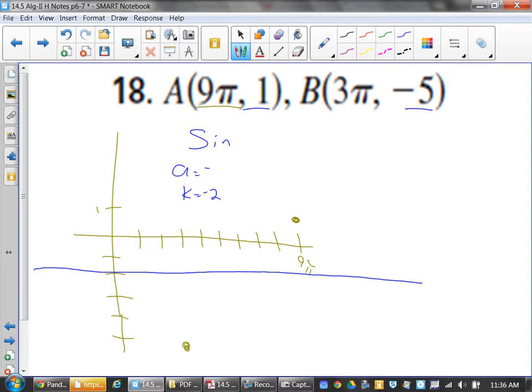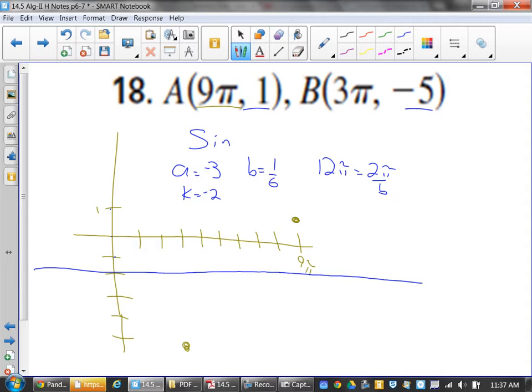So now your a value is 3, 1 little, 2 little, 3 little spots. It can go either way. A is negative. Now, how far apart is 3 pi and 9 pi? 6 pi. Double it, you get? 12 pi. All right, so 12 pi is your period, has to equal 2 pi over b. What's b? 1/6. Good.